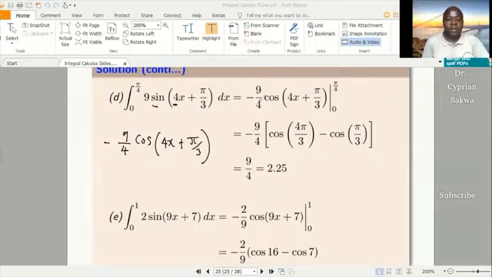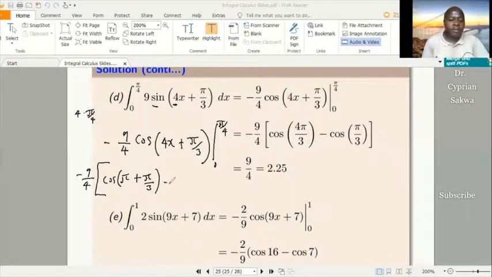Now that is done. We've already integrated this, and we want the limits to run from 0 to pi out of 4. Let me first write it as negative 9 out of 4 and open larger brackets, because instead of x, I have pi over 4. So what is 4x? 4x is 4 times pi out of 4, which is pi, plus pi out of 3.